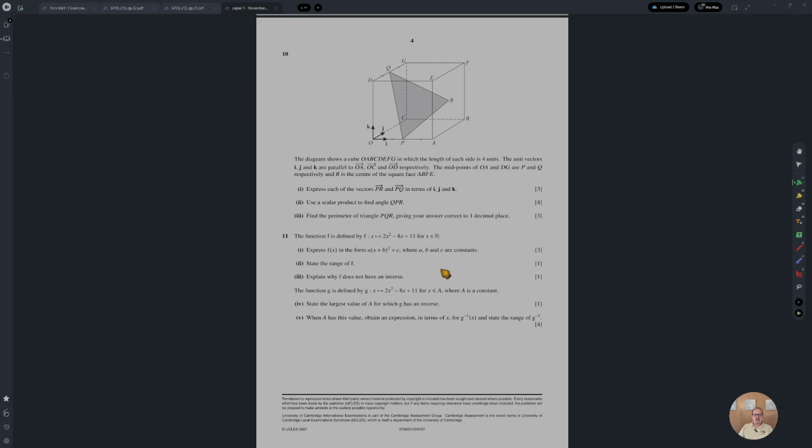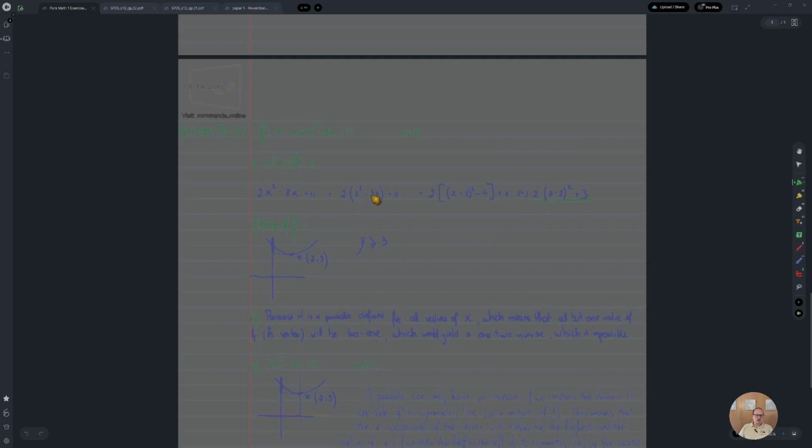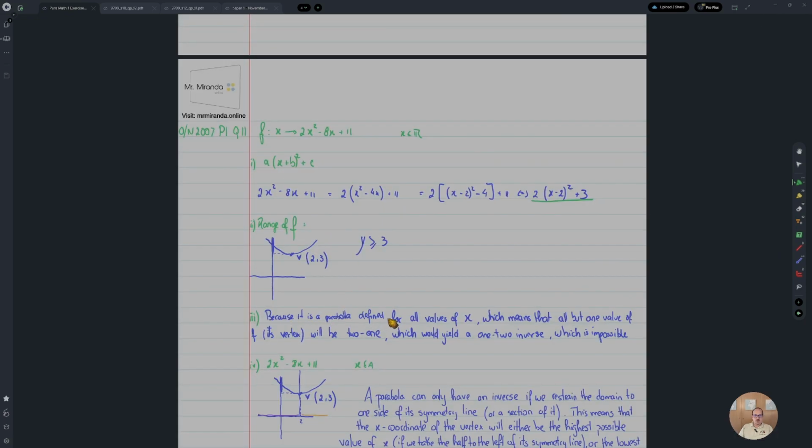Then, explain why f does not have an inverse. Again, it is a parabola, defined for all values of x, which means that all but one value of f, which is its vertex, will be 2, 1, which would yield a 1, 2 inverse, which is impossible. For all other values of the function that is not the vertex, you'll have 2 values of x for 1 value of y, meaning that it won't be a 1, 1 as required for you to do the inverse.